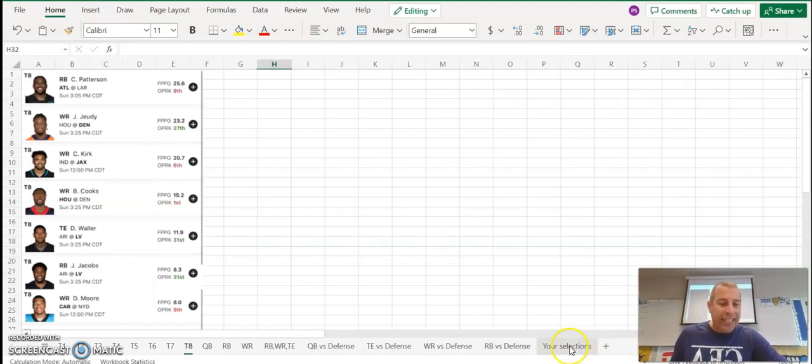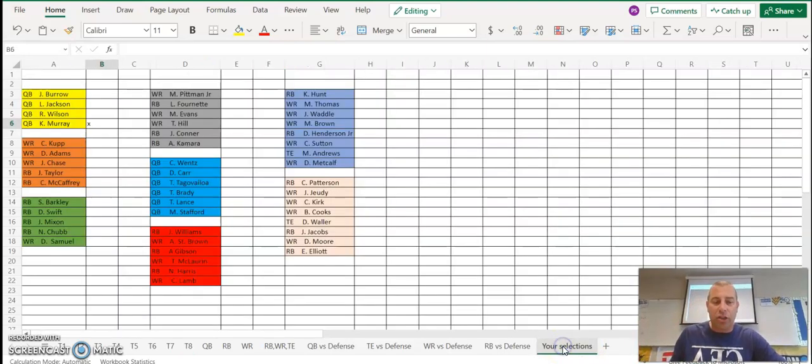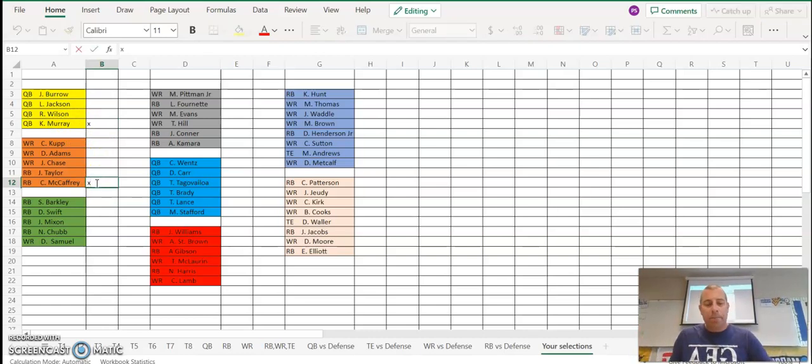At the very end, I have a spot where the students update as they make their choices, where it says your selections. I just have them do something very simple, and I put an X next to it. So if they're choosing Kyler Murray, put an X there. If they want Christian McCaffrey, somehow mark it.